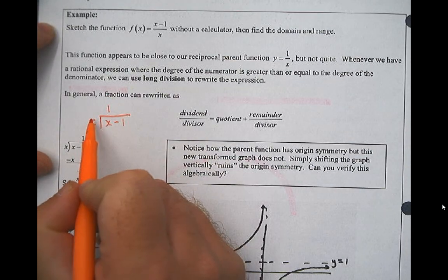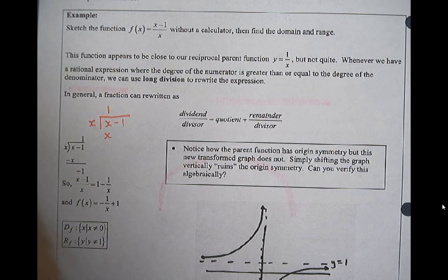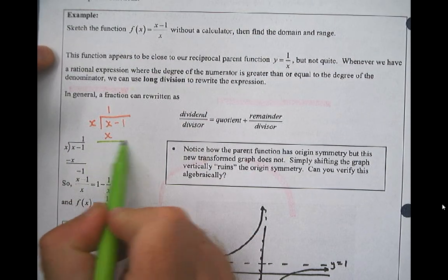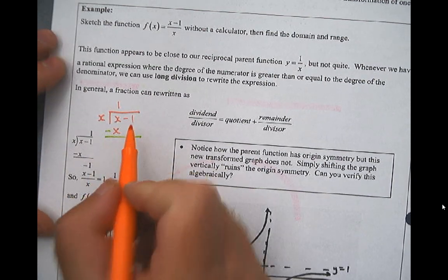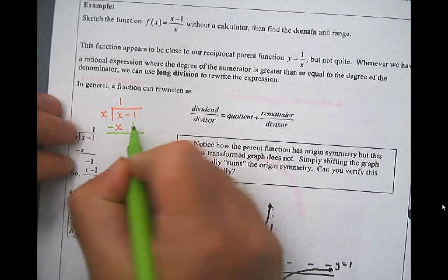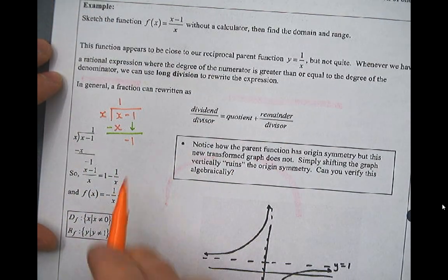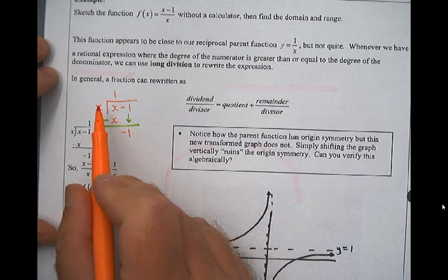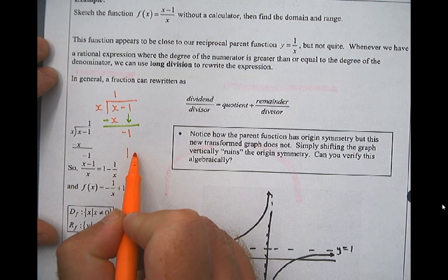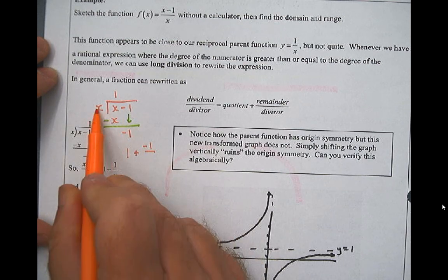Then I take this 1 and I multiply it by the x. Then what was the saying? Draw the line, switch the signs. x minus x is 0, and then the negative 1 drops down. Now I can't put an x into a negative 1, so the best I have is 1 plus, and then remember we take the remainder and we put it over the divisor.